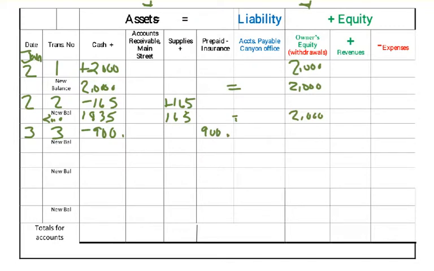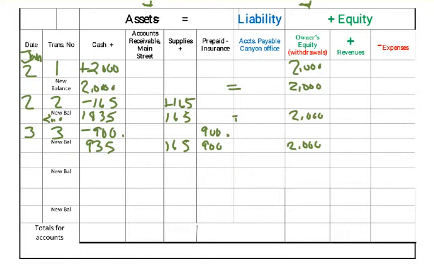Now, we have to balance again. Why? Does Mr. Delgado want to know how much money he has? Of course he does. So since we spent $900, now he only has $935. He still owns the supplies, so he owns $165 in supplies. Now he owns $900 worth of insurance. And then if you go to the next side of the equation, he still has the $2,000 in equity.